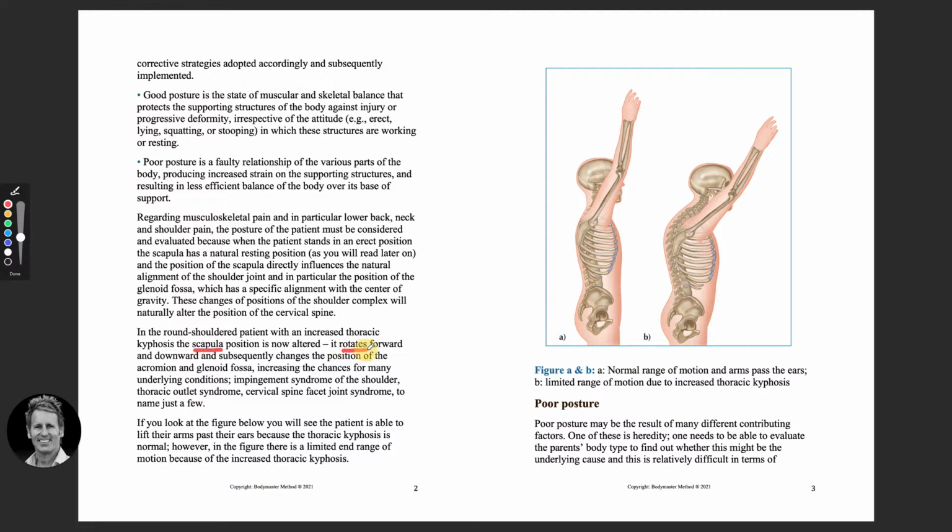Basically the scapula will rotate forward and downward, and as a result, it changes the position of your acromion and the glenoid fossa, which naturally relates to the shoulder complex. The downside of the change of posture and its relationship to the shoulder is that it can increase the chance of many conditions, like impingement syndrome, bursitis, and impingement of the supraspinatus. It can also relate to what we call TOS, thoracic outlet syndrome, which has many causes, and position and posture are naturally related to that. Cervical spine facet joint problems are just a few more.